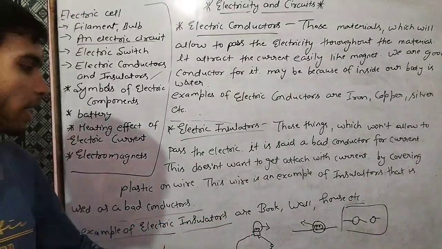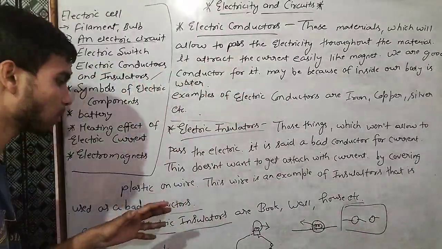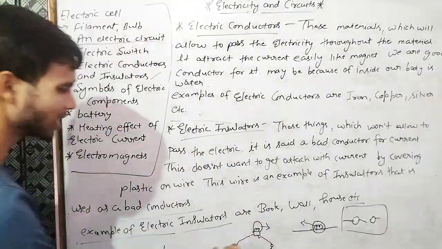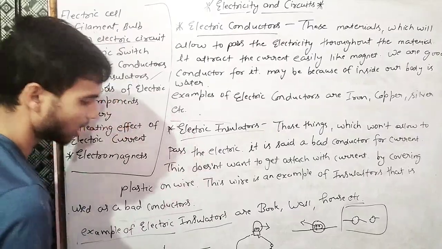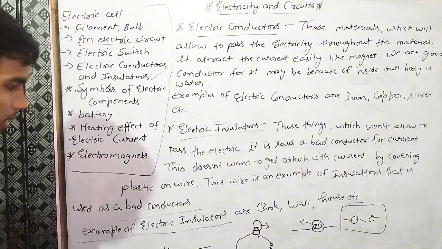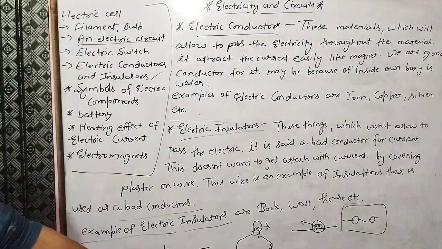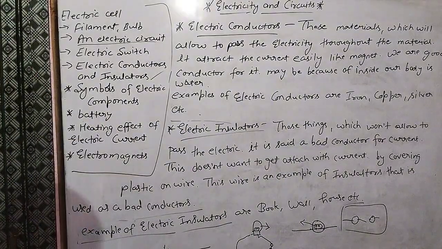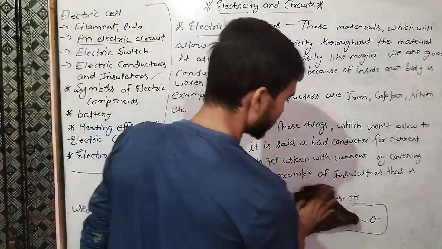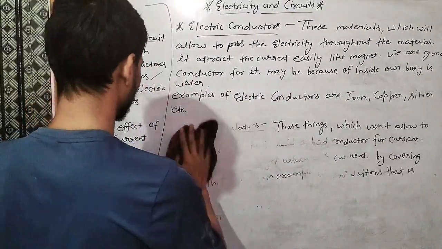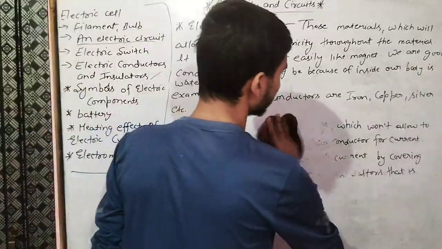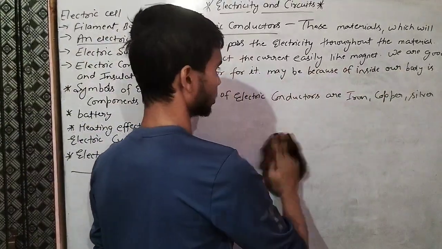Symbol of a wire. Okay, clear. So it is very easy. By drawing a line, we can represent a wire. This was the symbol of a wire. Now about a battery, let's try to understand.